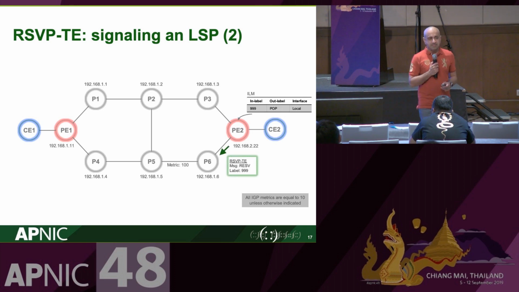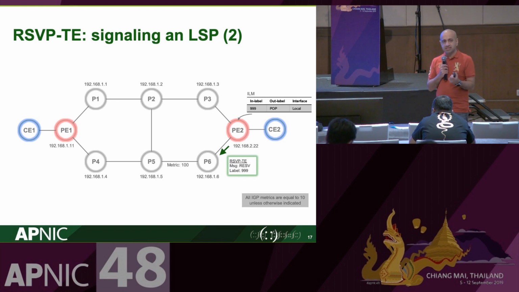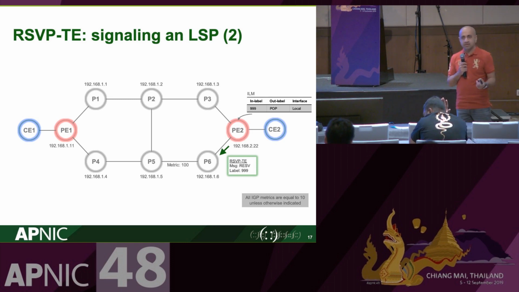Now, it uses a message called a ResV message, or reservation message. This message is what actually starts allocating labels, not the path message. The path message kind of kicks it off. As we go back with the ResV messages, it tells the routers what labels to use.